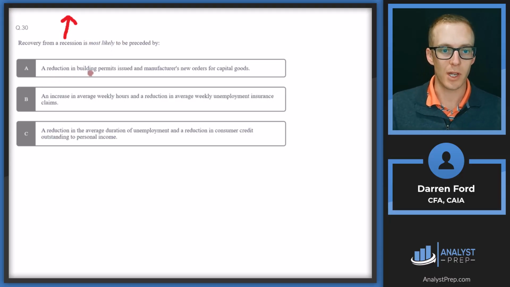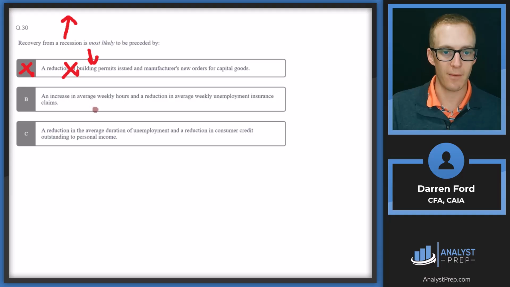So we've got A, a reduction in building permits in manufacturers' new orders for capital goods. Reduction in these is what we would expect more at the peak, as we're going to be going into a slowdown. This is not going to lead to more economic activity. It's going to lead to less. And so we can rule out A.